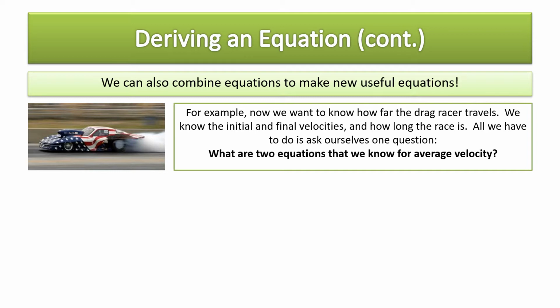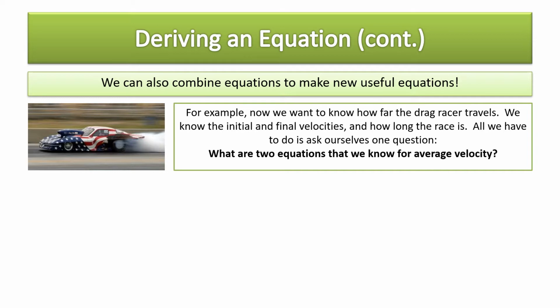So that first equation, it wasn't anything fancy. We just rearranged one equation. But we can also combine equations to make new useful equations. For example, now we want to know how far the drag racer travels. We know the initial and final velocities and how long the race is, the time. All we have to do is ask ourselves one question. What are two equations that we already know for average velocity? So we're going to combine two equations together.